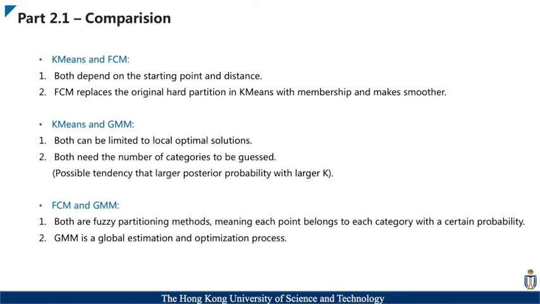And the two extension algorithms, fuzzy c-means and the Gaussian mixture models, both are soft partitioning methods, meaning each point belongs to each category with a certain probability. While for Gaussian mixture models, the main idea is a global estimation and optimization process. However, some operations with matrices are relatively difficult to implement in PySpark, while relatively easy in Spark with Scala.